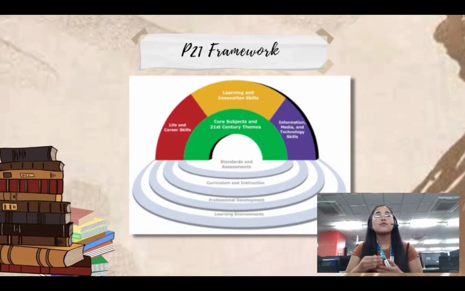It emphasizes the importance of developing 21st century skills in students to prepare them for success in a rapidly changing world. So the framework provides a roadmap for educators to integrate these skills into their teaching practices and for students to acquire the knowledge and skills that they need to thrive in the 21st century. As I have mentioned earlier, even this P21 framework has basic knowledge and skills. So, it starts from the basics.